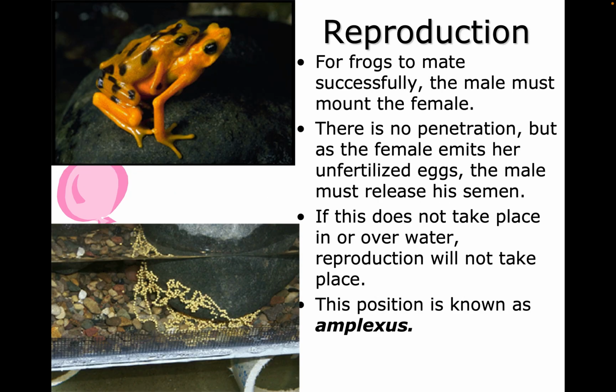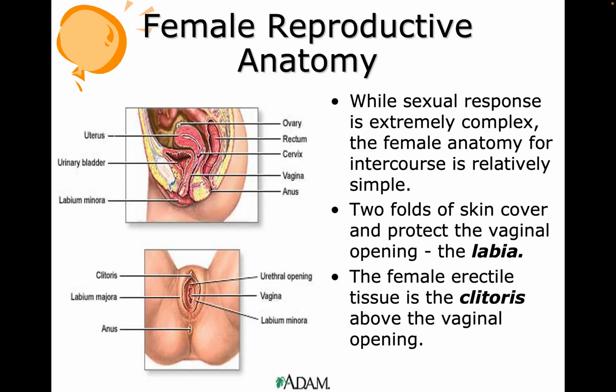For frogs to mate successfully, the male must mount the female. There's no penetration, but as the female emits her unfertilized eggs, the male must release his semen. If this does not take place in or over water, reproduction will not take place. This position is known as amplexus, and these are the eggs that have been fertilized. This is the position that the male and female have to be in, and she will release the eggs, and he will release his semen at exactly the same moment.